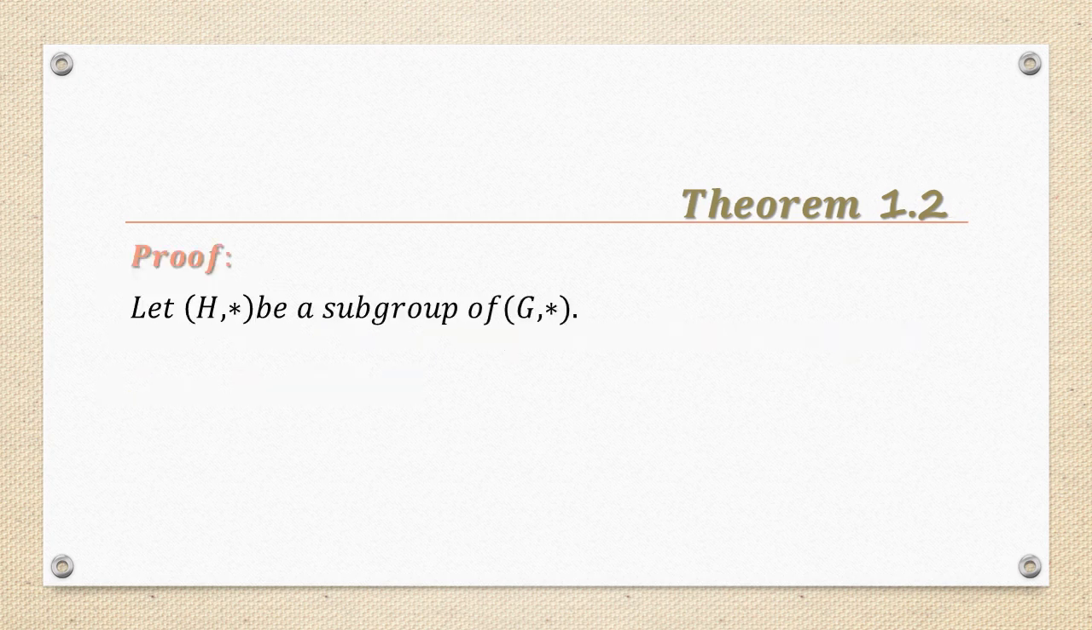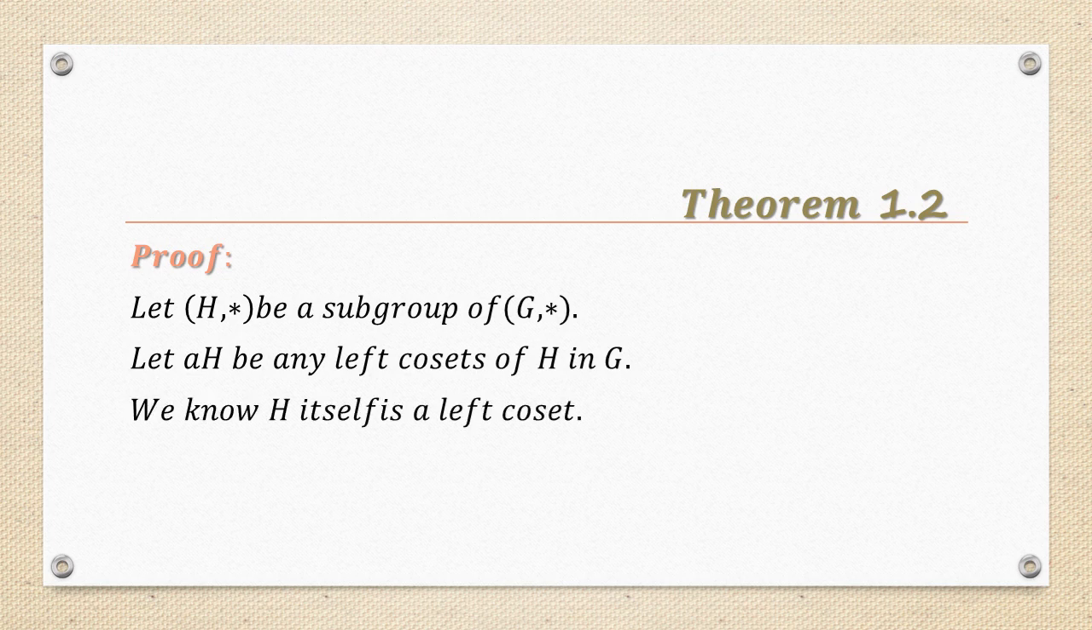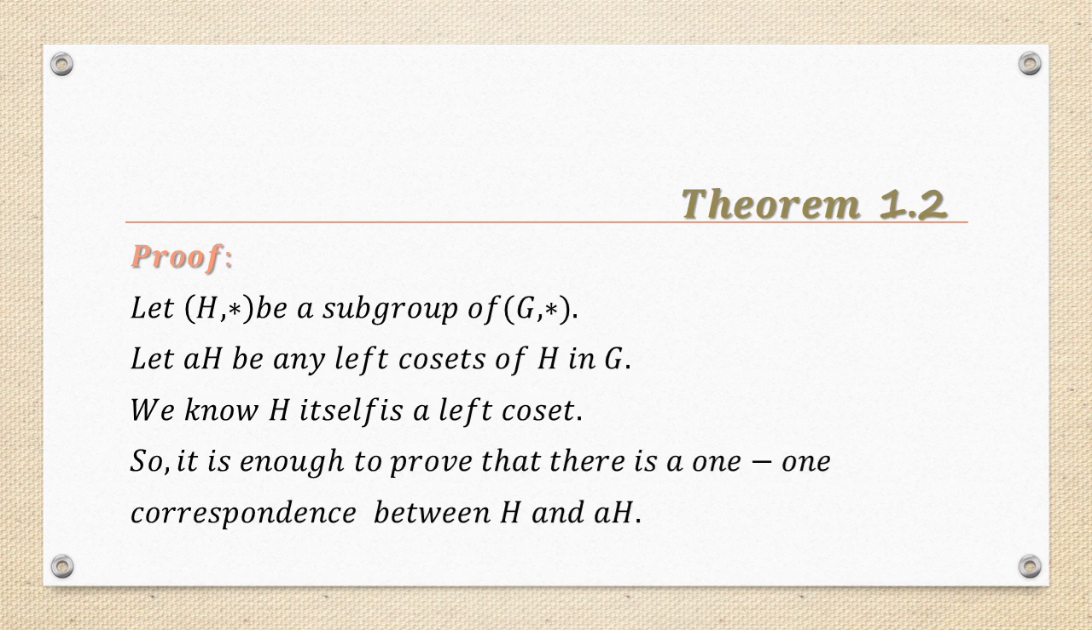Proof: let H be a subgroup of the main group G. Let aH be any left coset of H in G. Let us take aH as the left coset of H, and also H itself is a left coset of H. So therefore, we are going to prove a one-to-one correspondence between H and aH.